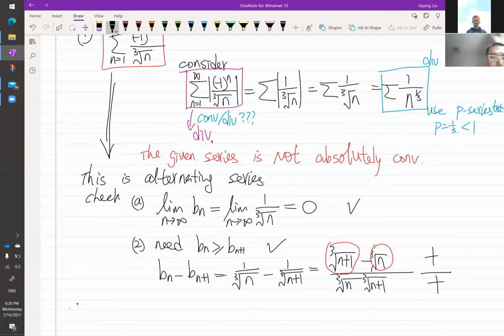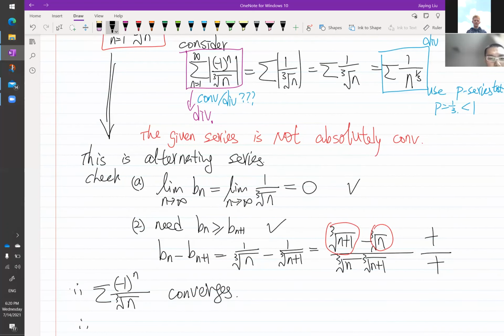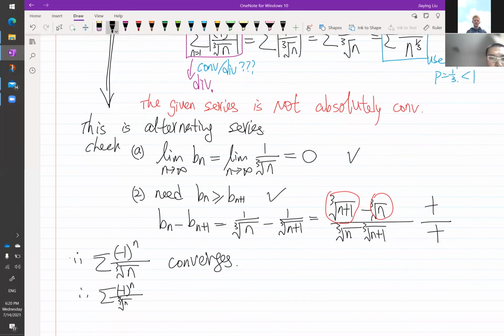So the alternating series, the series (-1)^n over the cube root of n, this alternating series, the given one, is convergent. But the absolute value of this series is divergent. Therefore, this series, (-1)^n over the cube root of n, is conditionally convergent. Okay, so that's how you show it's conditionally convergent or absolutely convergent.